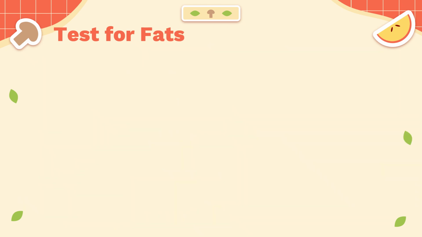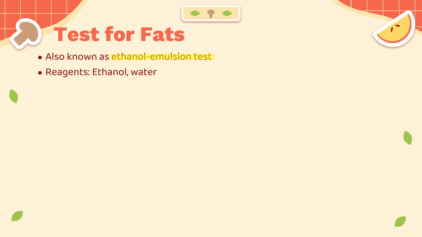So let's move on to the test for fats. This is also known as the ethanol emulsion test. The reagent used is ethanol followed by water. The procedure goes like this. Firstly, you add ethanol to the food sample.